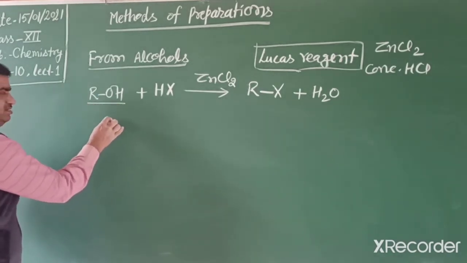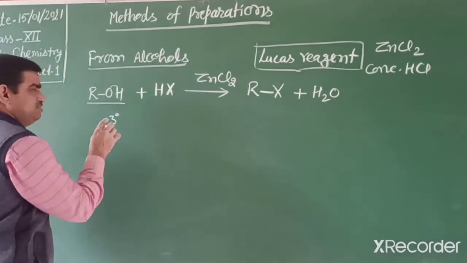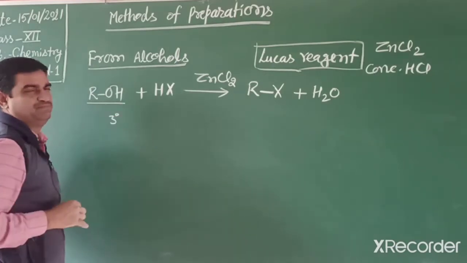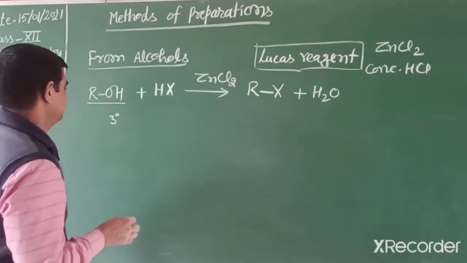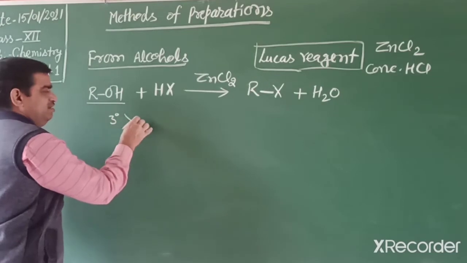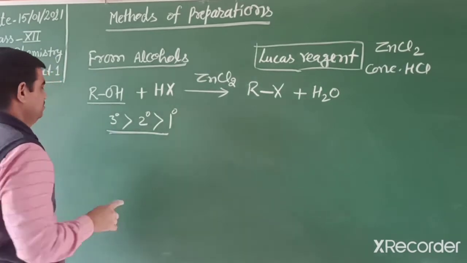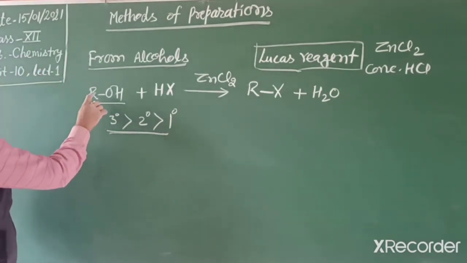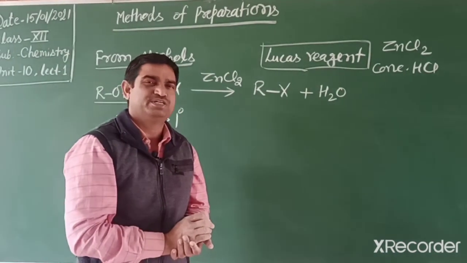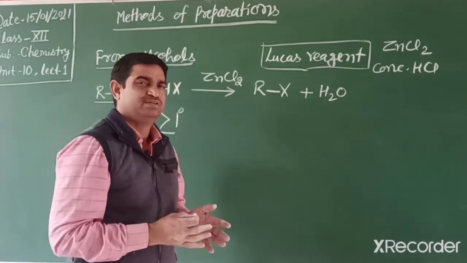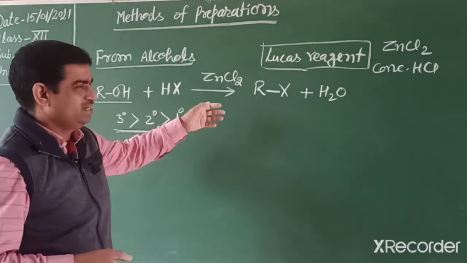If the alcohol is 3 degree, this reaction occurs very soon. If it is secondary, it takes time, about 5 minutes. If it is primary, then only after heating can the reaction proceed. So the order is 3 degree alcohol, then 2 degree, then 1 degree. What do we mean by 3 degree, 2 degree? It means the carbon attached to the OH has 3 other carbons, and it forms a carbocation more easily. We know from 11th class that a 3 degree carbocation is more stable. So this is the reactivity order of alcohols.